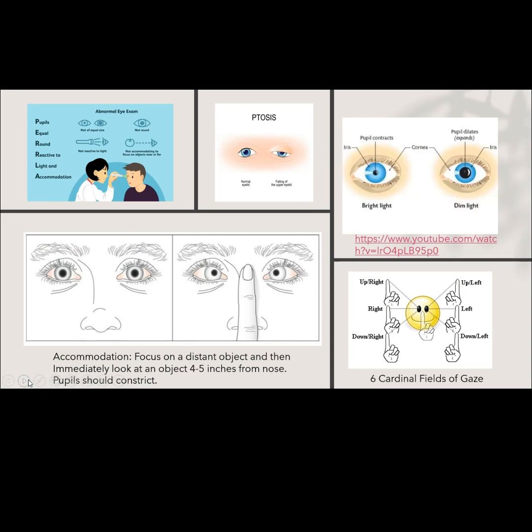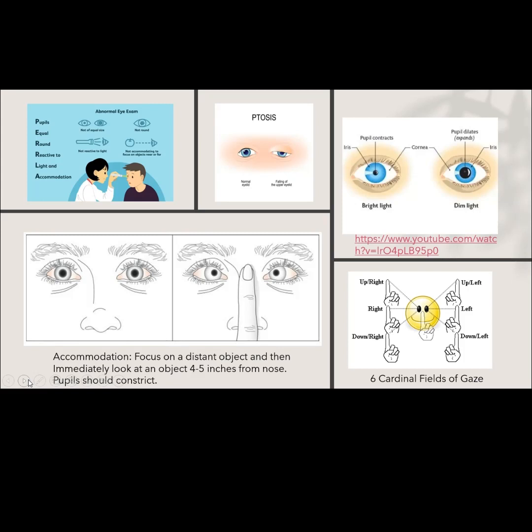Okay, so cranial nerve 3 is the oculomotor nerve, and as you can tell by the name, it is a motor nerve. Cranial nerve 3 is responsible for up, down, and medial eye movement, lid elevation, and pupil constriction. Before I talk about how to assess it, I want to mention cranial nerve 4. Cranial nerve 4 is the trochlear nerve, and it is also a motor nerve, responsible for down and medial eye movement, so down and in.